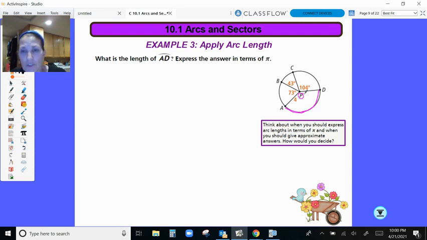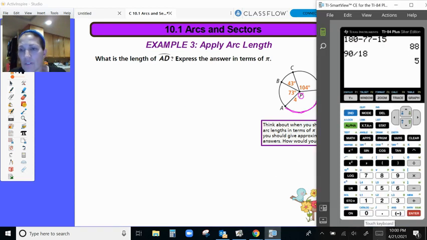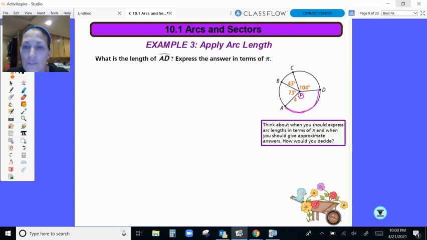So we have to subtract all of those other angles. So we get 360 degrees, subtract 104, subtract 43, subtract 73, and that's going to give me 140 degrees. Okay, so that's 140 degrees right here. So we take 140 over 360. That should be the same ratio as my arc length, x, over my circumference.